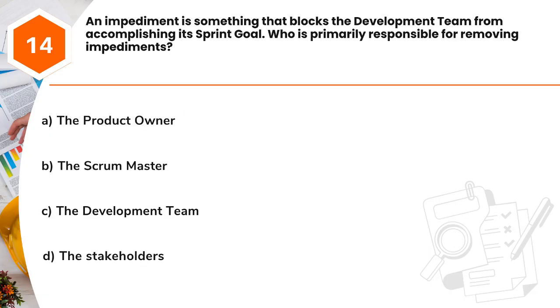Question 14. An impediment is something that blocks the development team from accomplishing its sprint goal. Who is primarily responsible for removing impediments? A. The product owner. B. The Scrum Master. C. The development team. D. The stakeholders.